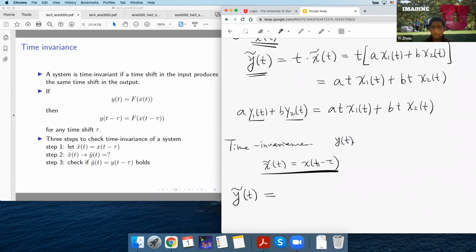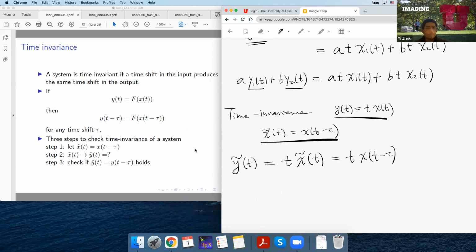Now, according to the system, let me write the system here. Okay, according to the system equation, if we feed x tilde t to the system, what is the y tilde t? What is the y tilde t here? There's a time shifting in the x tilde part. So should we also shift the t part? Yeah, right. So to make everything clear, I suggest you follow the system equation first. Make sure you are confident. And then you plug in the x tilde t's. So that gives you this one.